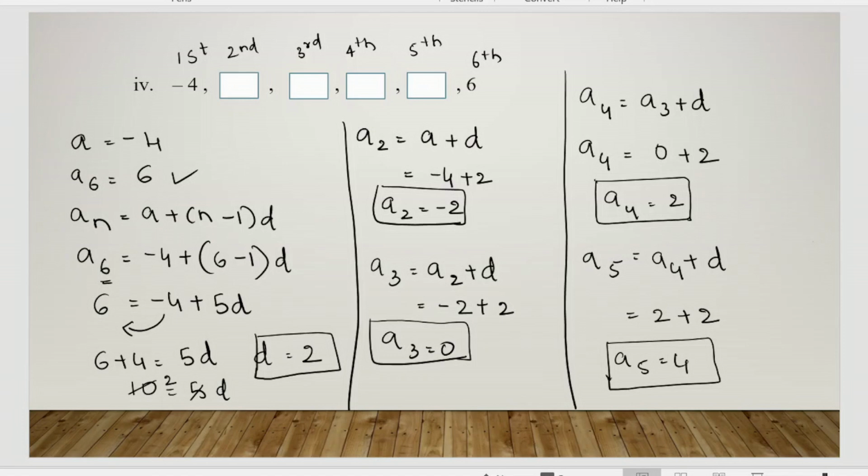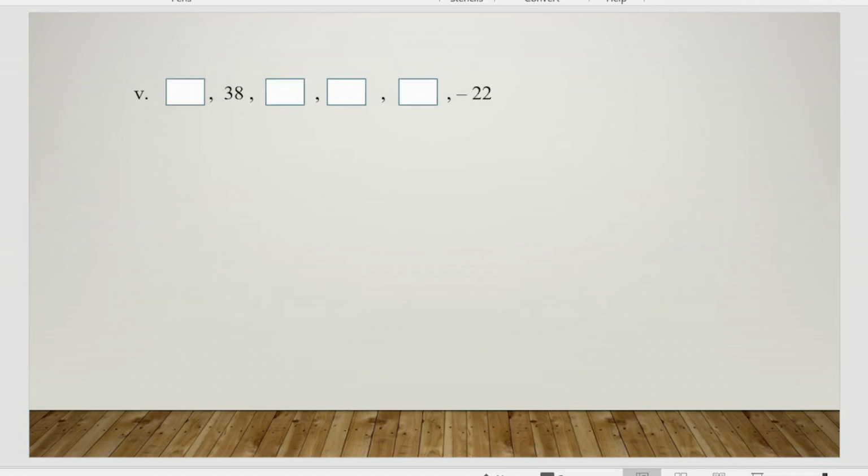So A2 is minus 2. A3, the third term, is 0. The fourth term is 2 and the fifth term is 4. Clear? So this is the last bit from the third question. So let us solve this.